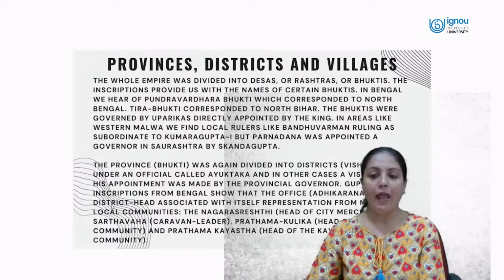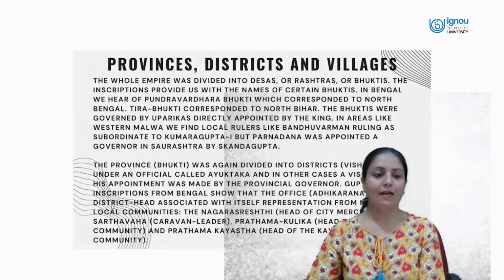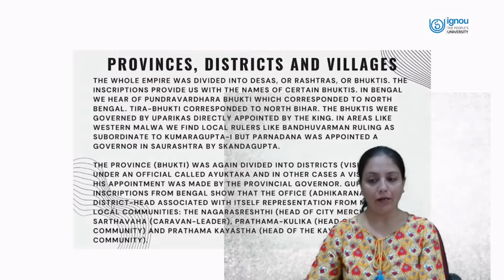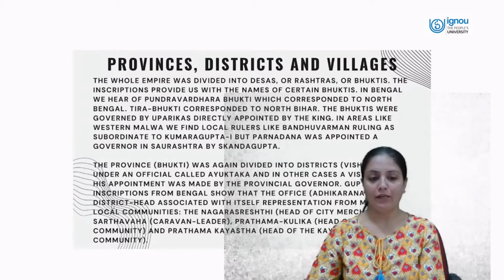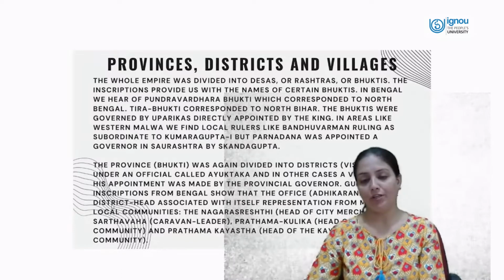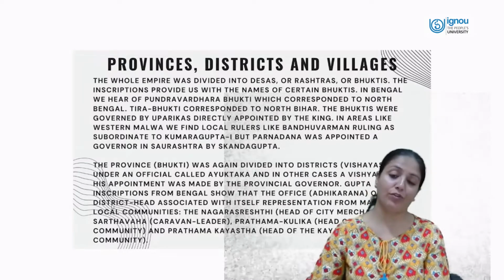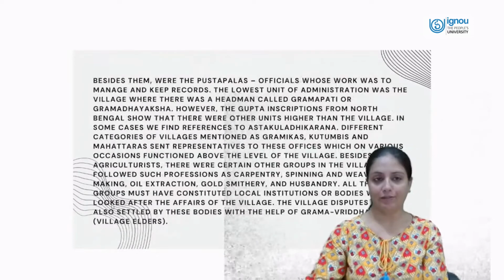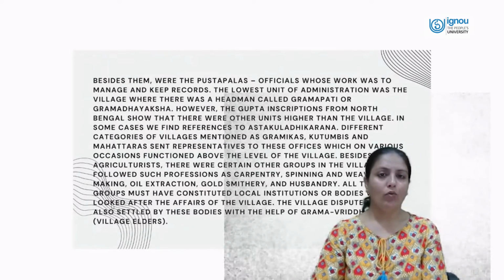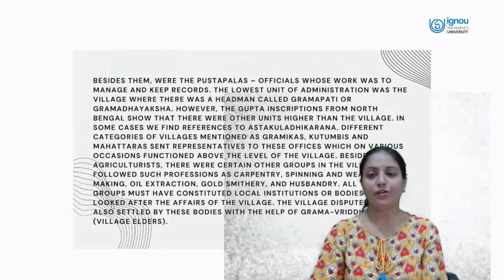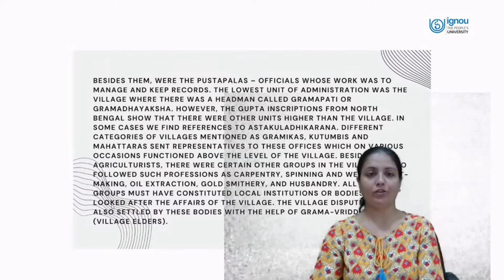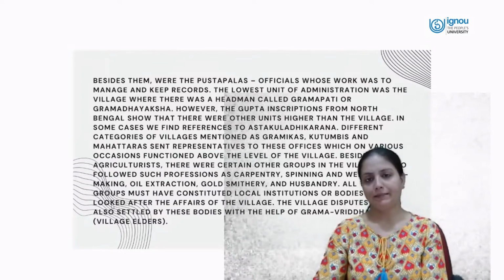Nagarashreshthi, head of city merchants. Sarthavaha, caravan leader. Prathama Kulika, head of the artisan community. And Prathama Kayastha, head of the Kayastha community. These were the names which were used for those particular positions. Besides them, there were Pustapalas, officials whose work was to manage and keep records.